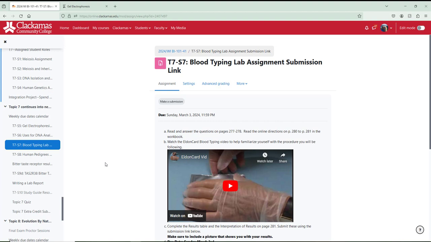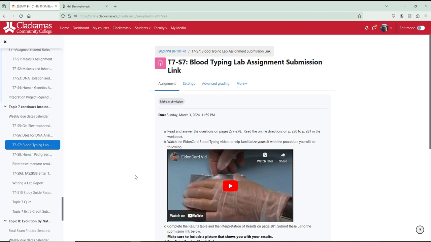Okay, so use that to help set up the Punnett square on page 277, and then figure out the possible genotypes and phenotypes of the possible children. Okay. Then you're going to actually test what your own blood type is.